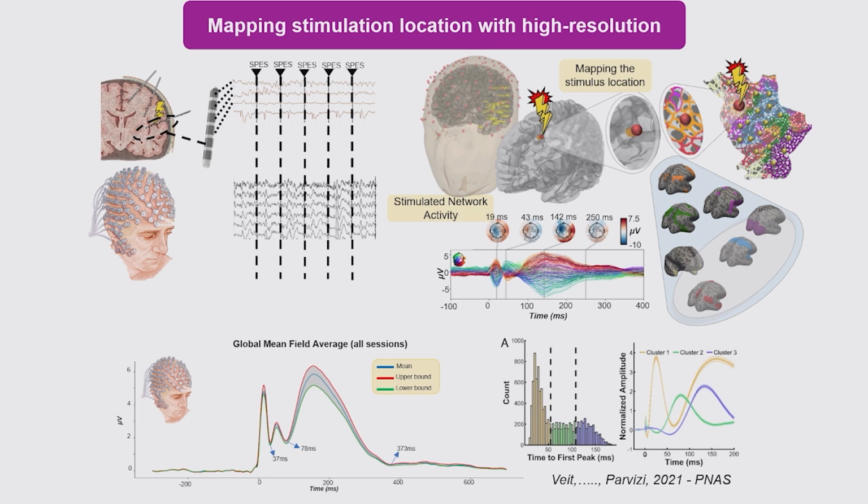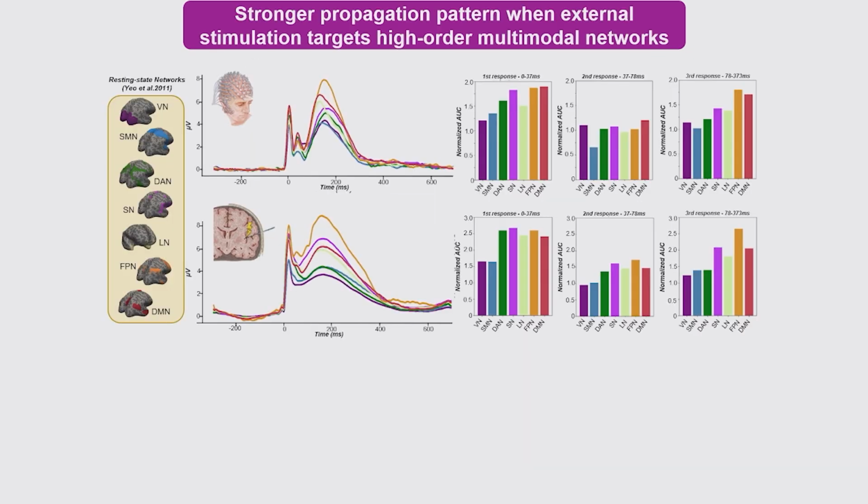So we have these three clusters. What are the differences in these three clusters depending on the network that we perturb? What we found was basically, this is the take-off message: for the late responses, the responses that come 100, 200 milliseconds after the pulse, we found that for the high order networks, so default mode and frontoparietal, there was a stronger response compared to the low order networks, which are visuospatial and somatomotor in this case. And we found this both for intracranial EEG and extracranial EEG.